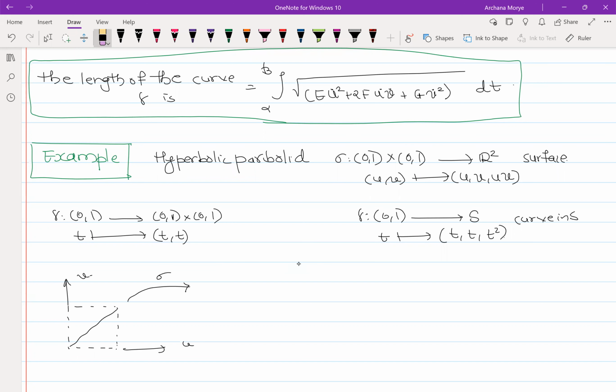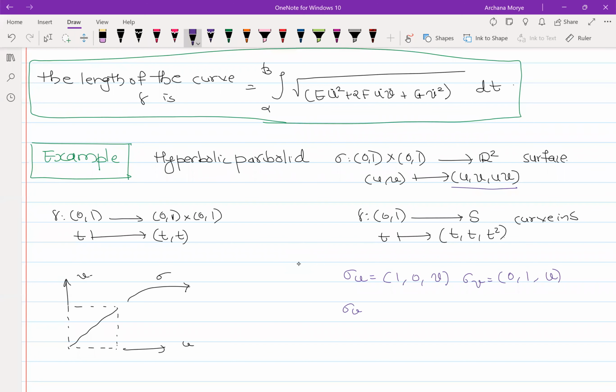Okay. So now can you tell me how to calculate this? So what will be our E? Can you tell me? So what is sigma U? See, this is our formula. So sigma U is what? 1, 0, V. Yes. Sigma V is? 0, 1, U. Right. And so what will be our sigma?